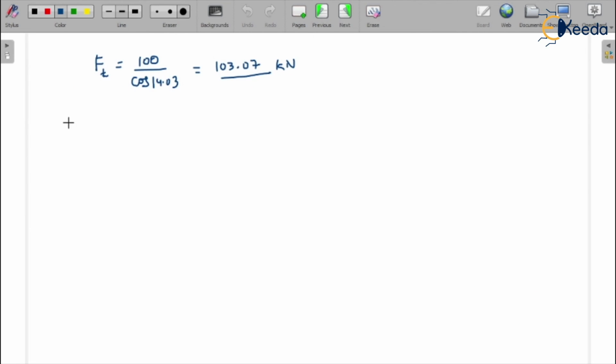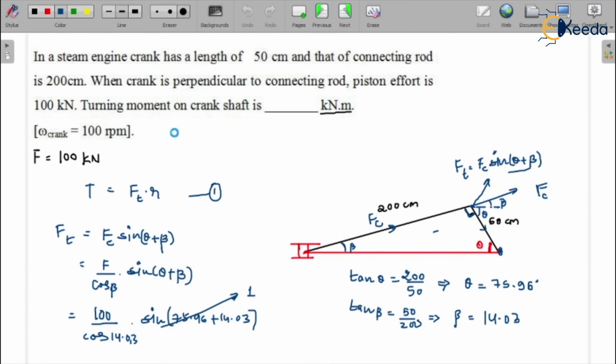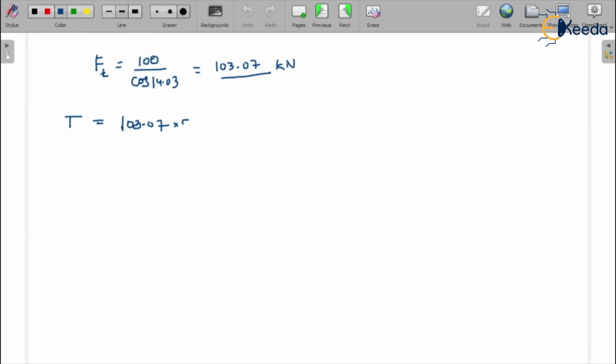Okay, now we just have to use equation number 1. We can calculate the turning moment. So that would be Ft into R, that means 103.07 multiplied by R, where R is nothing but the radius of the crank, that is 50 in centimeter. You must convert into meter by dividing by 100, and you will get the value of turning moment. That would come out to be 51.53 kilonewton into meter. That is the answer.